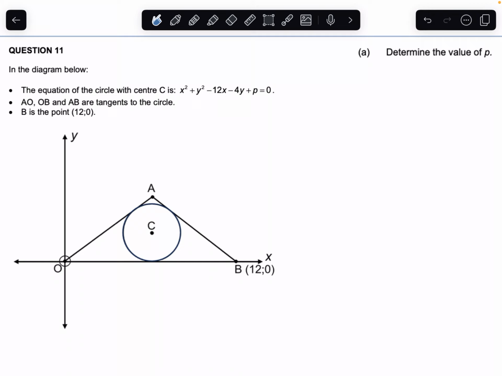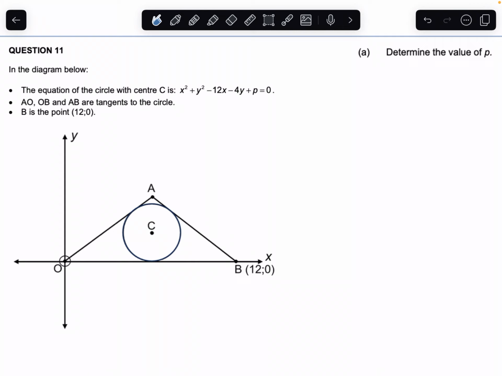Today we are chatting about IEB's November 2023 paper 2, question 11. I think we just have 2 more questions to go on this exam. Anyway, fun fact. Okay, question 11. Let's do it.